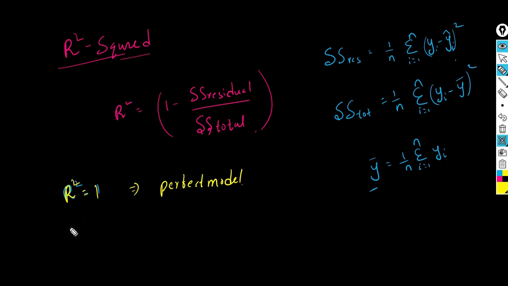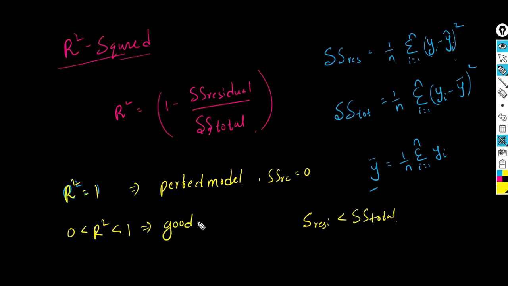If R square lies between 0 and 1, this happens when SS residual is less than SS total. The total square error that we get from the model is less than that from the mean model. In this scenario we can tell the model is a good model.